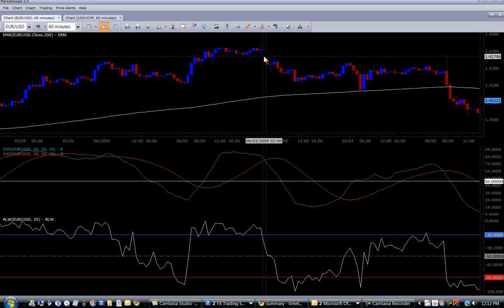It is a good setup in that you can confirm 2 things using 2 different indicators. You can confirm the same thing using 2 different indicators.